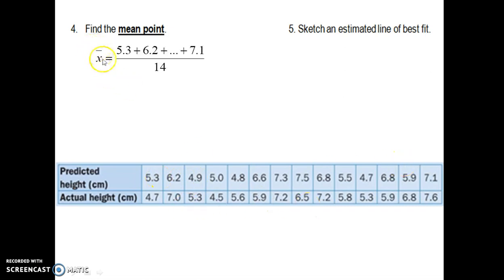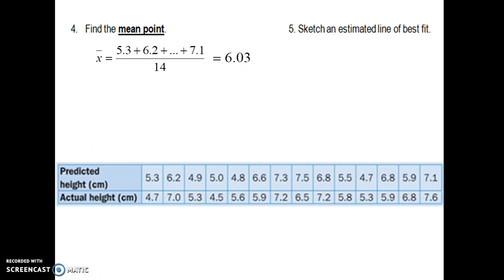So first, this symbol here, by the way, means mean. Whenever you see a variable with that line above it, that's called x bar, it means the mean. So we're going to find the mean of the x values. So we're going to add all these up and divide by 14, because there's 14 of them. And the mean is this value.